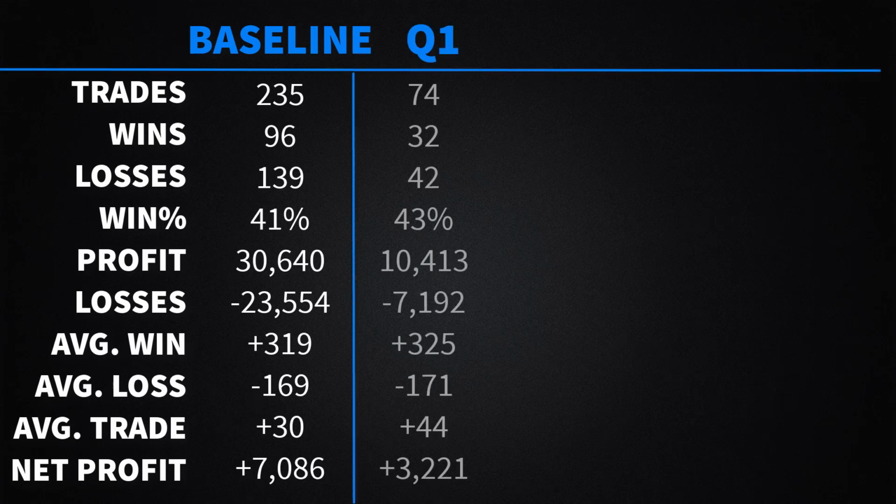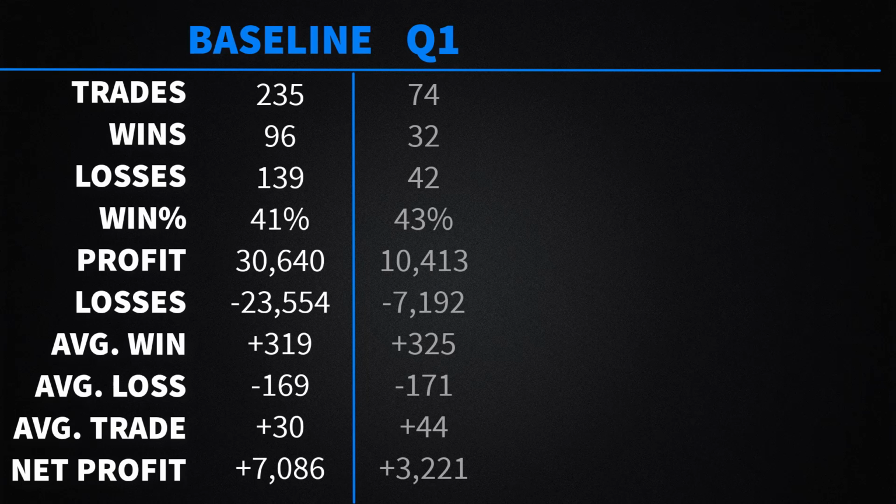But you can see in qualifier number one, first and foremost, you'll notice that it reduced a massive amount of the trades, right? Originally in the baseline test, there were about 235 trades. Qualifier number one took it down to about 74. Whew. What's that? Splitting it into thirds, basically. Two-thirds of the trades I took were gone, were filtered out.